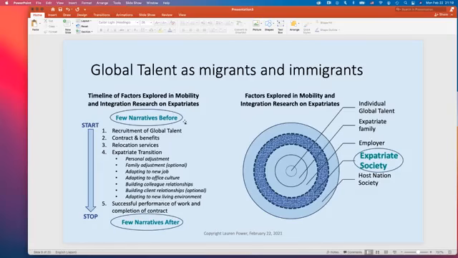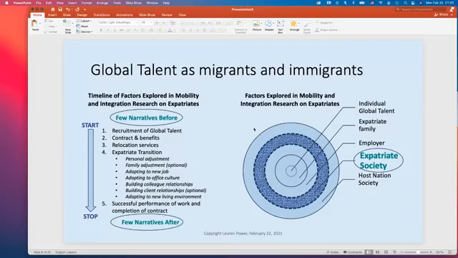So I want to just demonstrate that a little bit more. The timeline of factors explored in mobility and integration research on expatriates tends to not include narratives before or after the assignment abroad. It's confined to the assignment from recruitment, contract and benefits, relocation services, and then transition, which includes a lot of these different types of elements. Ultimately, the goal of all of this is the successful performance of the work and completion of the contract. There's not a lot going on after. What happens after that initial time horizon is completed?